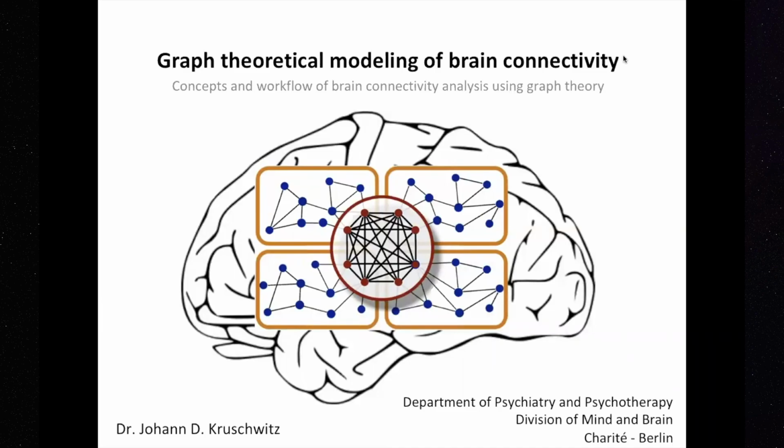I'm a postdoctoral researcher at the Department of Psychiatry and Psychotherapy at the Division of Mind and Brain Research at the Charité Hospital in Berlin. And today I want to give you some ideas about graph theoretical modeling of brain connectivity. Specifically, I want to focus on some concepts and the workflow of brain connectivity analysis using graph theory.